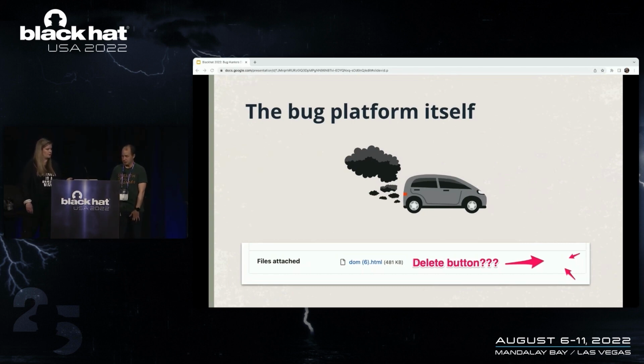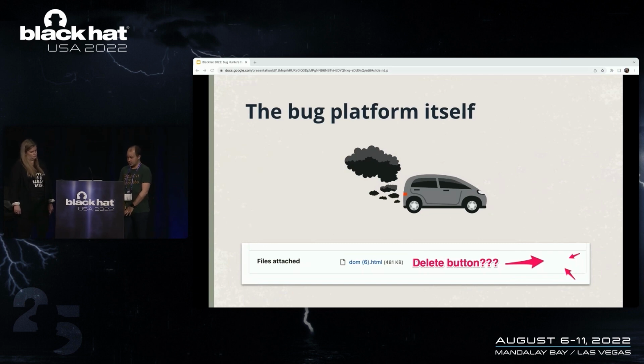Has this been resolved with the company? You know, have they closed the ticket and fixed the vulnerability? So yes, they closed the ticket, but I still have access to the ticket.